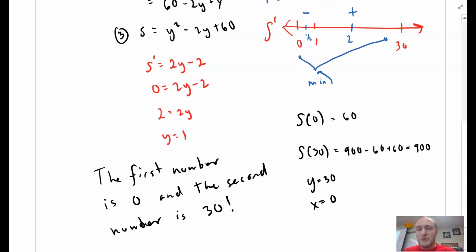What if this problem said find the minimum? Where's our minimum? It's when y is equal to 1. If y is equal to 1, what must x be? x must be 29. Then we could test this: I can plug in s of 1, and s of 1 would give us 59. So that's less than the others. So this would be the minimum of this function if it asked for it.